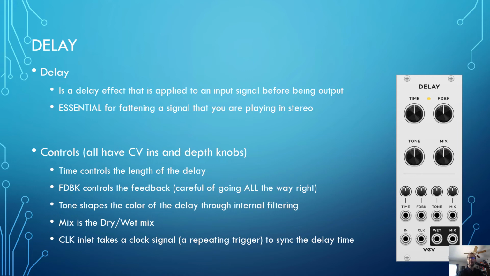Here you've got a couple of different parameters. You have time, which controls the length of the delay. FDBK, or feedback, controls how much of the delay circuit is not just output, but fed back to its own input without any cabling. This allows the signal to die away more like an echo rather than just a single repetition.